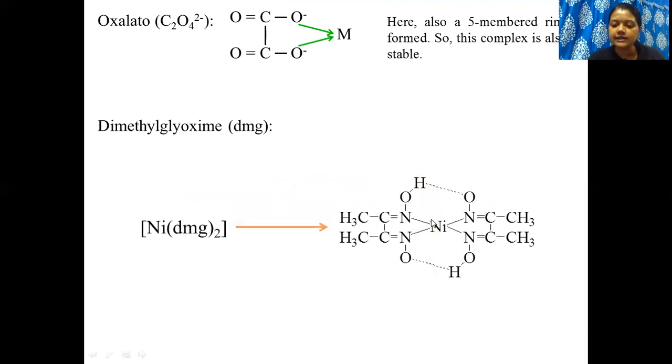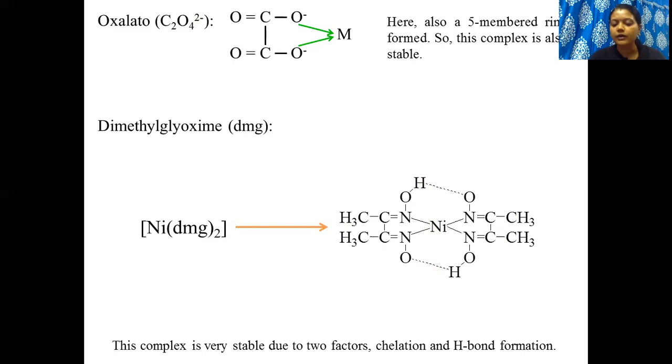Here, this is the nickel DMG structure where two DMG molecules attach to the nickel 2+ ion, and the nitrogen atoms act only as the binding center, not the oxygen. However, the O minus and hydrogen of the OH group form a hydrogen bond with each other. So these complexes are very stable due to two factors: one is chelation, another is hydrogen bond formation.